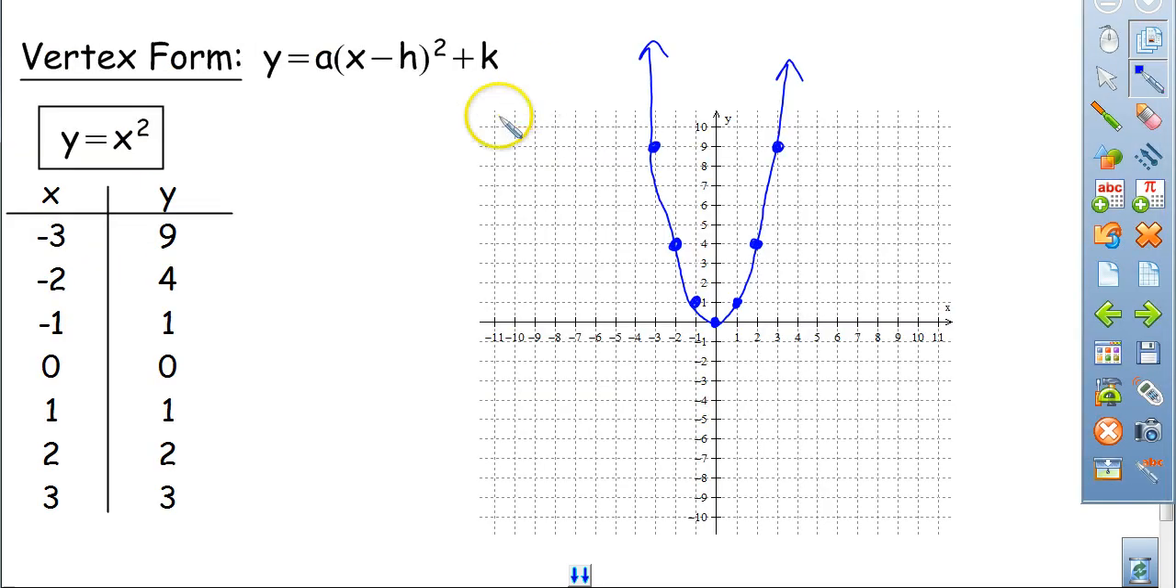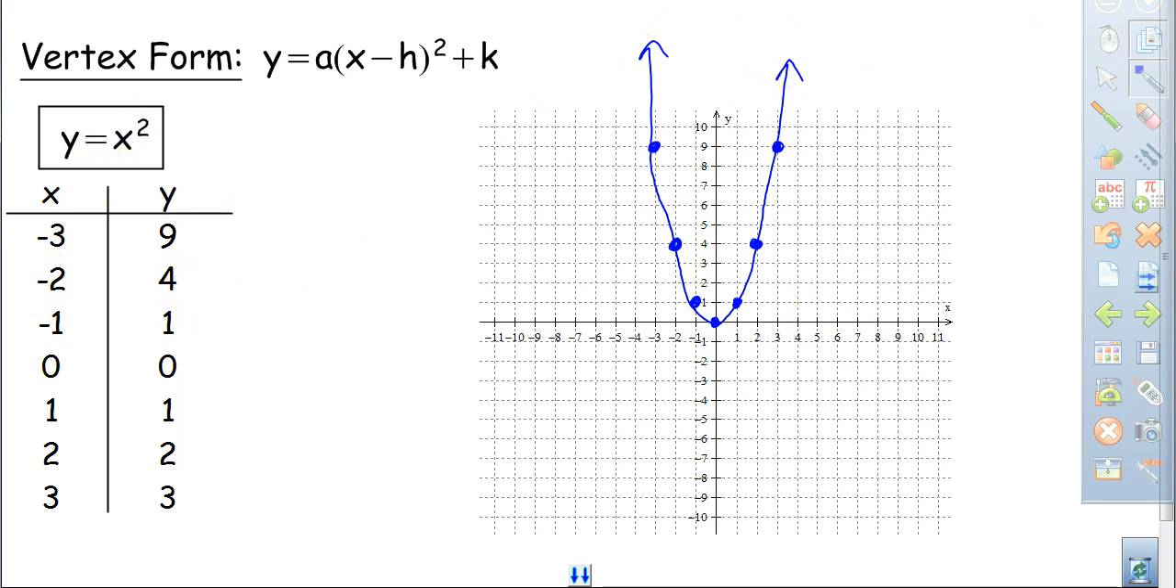So what I have here is y equals x squared. It's kind of like our basic parabola. Now I have a table of values here for y equals x squared. So the x values are increasing by 1. And remember for a table of values, if you have an equation, substitute x into the equation. So negative 3 squared is positive 9. Negative 2 squared is positive 4, and so on.